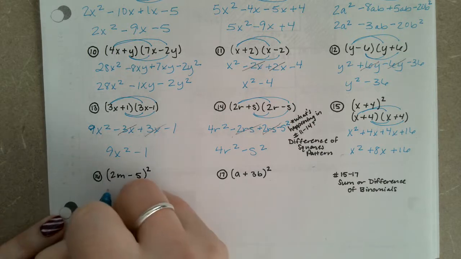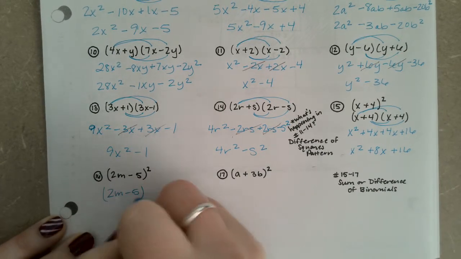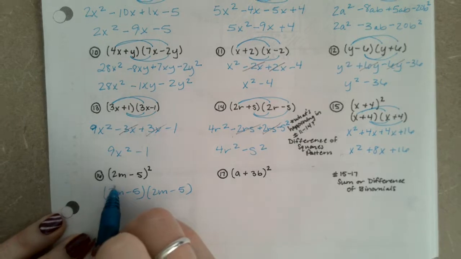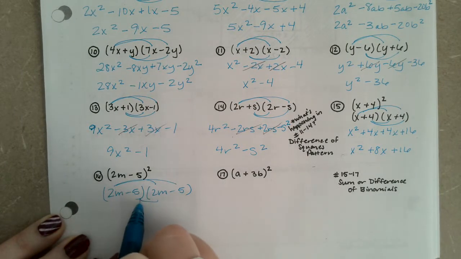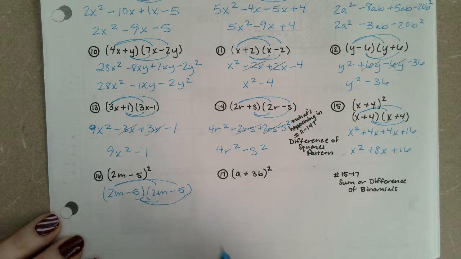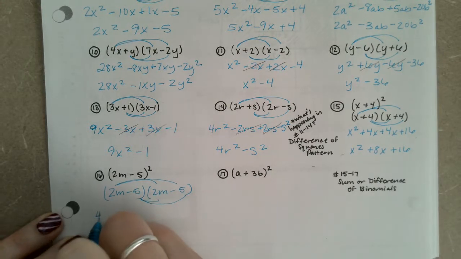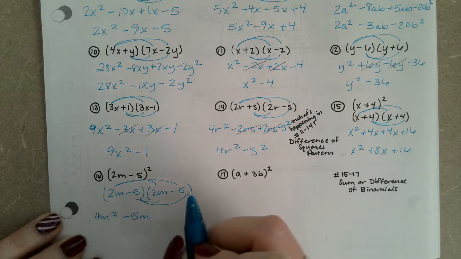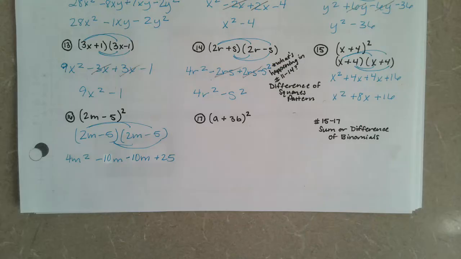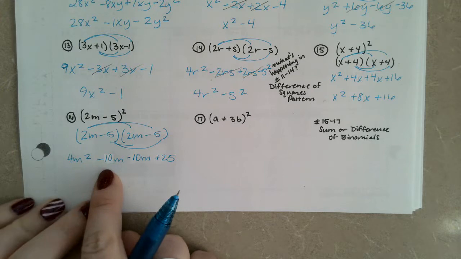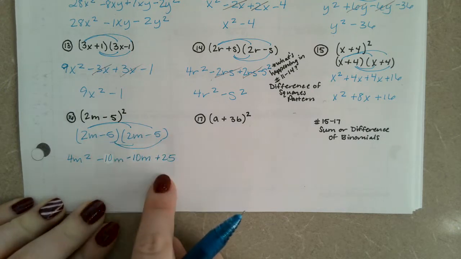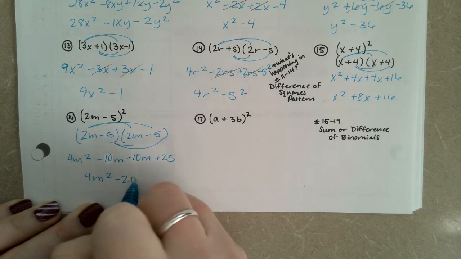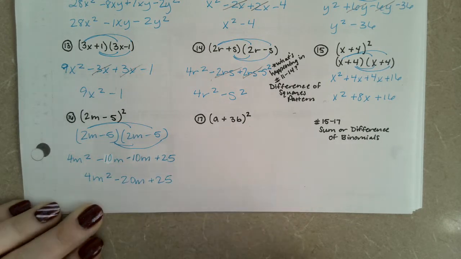In number 16, this is actually 2m minus 5 times another 2m minus 5. And so when we FOIL again, do all of our rainbows, I've heard them called, 2m times 2m is 4m squared minus 5m. Nope, that's not right. Minus 10m, that's better. Minus 10m again, plus 25 at the end. Combine my middle terms, and we will get 4m squared minus 20m plus 25.